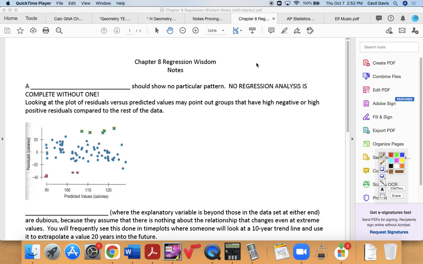All right, so with the road, I'm gonna stop talking. A little bit of additional material on regression, some follow-ups on some things we did earlier. Yeah, that's what they call this chapter, regression wisdom.